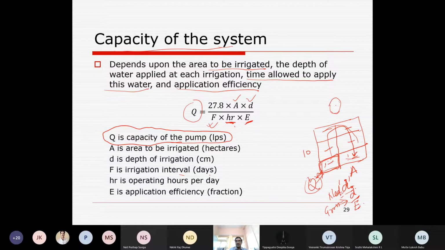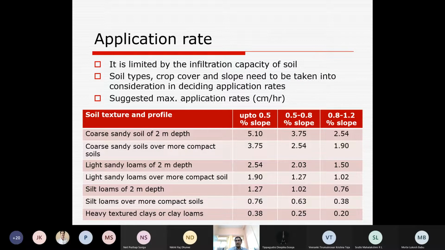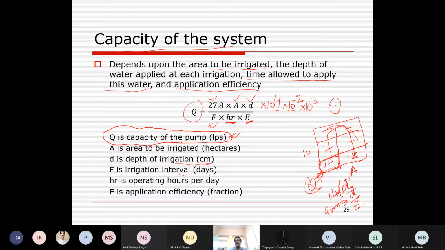Can you do that, or should I show you? A is in hectare, so automatically it should be A divided by 10 to the power 4 to make it square meters. Let me find out this value for you to have an idea. Now D is in centimeters, so it must have 10 to the power minus 2 to make it meters. Now area and depth make the volume, which is in cubic meters. Our target is to make the system in liters per second, so let us convert this unit to liters. How much? 10 to the power 3, since one cubic meter of water is equal to 1000 liters. So this makes it liters.